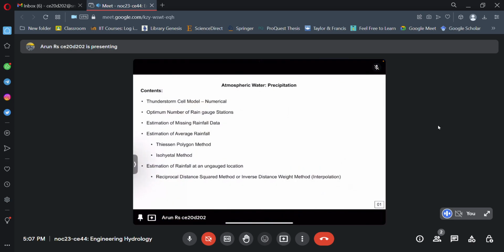So now we have seen up to estimation of missing rainfall data. Next is determination of average rainfall. To determine the average rainfall, we have the Thiessen polygon method and the isohydral method. So I'm going to display some of the maps in which you can see how the Thiessen polygon and the isohydral maps are drawn for a watershed.